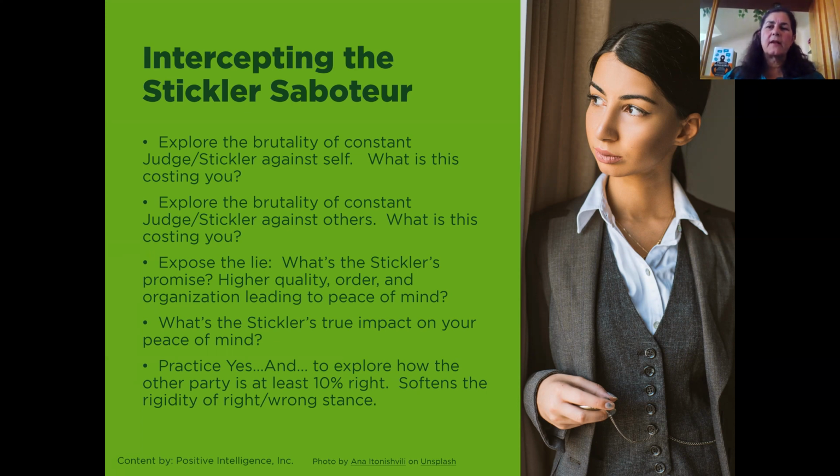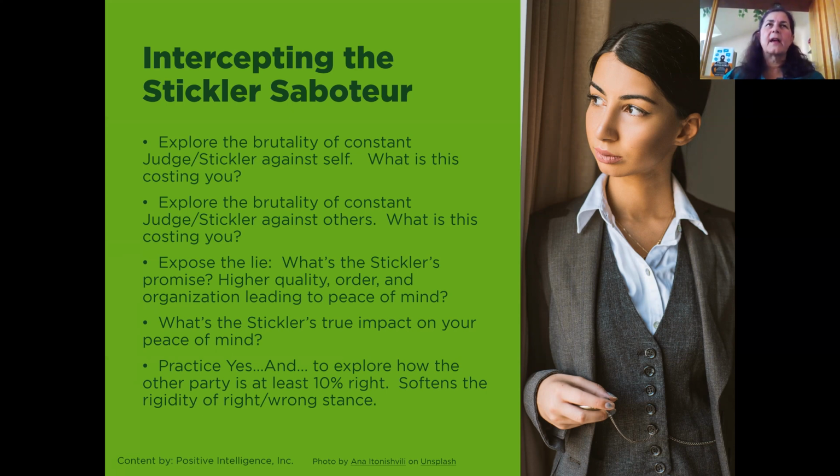Now, one of our Sage Powers, Innovate, has a fun game associated with it called the Yes and game. And the philosophy behind this game is every idea is at least 10% right. So that's another thing that someone with a strong stickler saboteur can practice is the yes and game. So instead of getting frustrated with someone who you believe is wrong, try to find what's the 10% of their idea or their thinking or what they're representing. What's the 10% that's right?